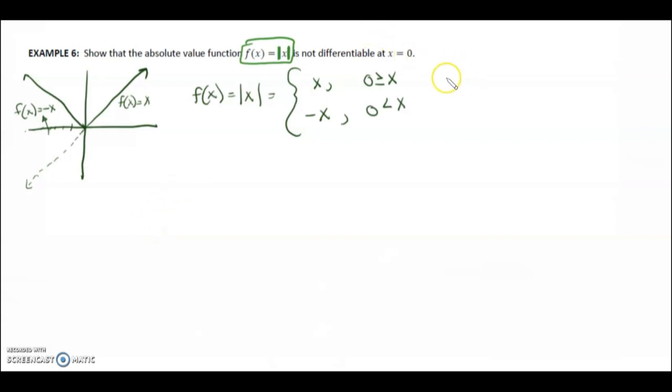So if you think about this, the slope from 0 to infinity is going to be 1, right? Because these are lines in the form y equals mx plus b, with b being the y-intercept of 0. So these two are in the form y equals mx. So the slope of 1 and the slope of negative 1 are right here.